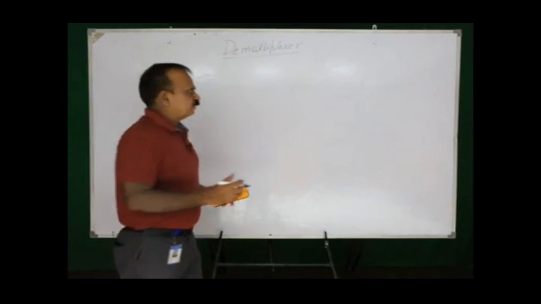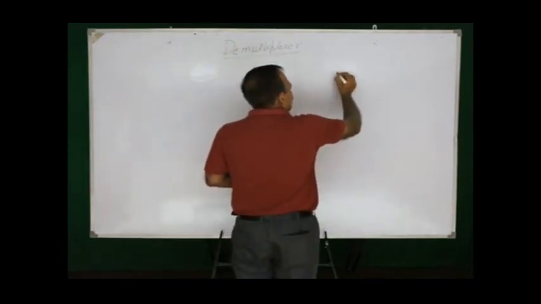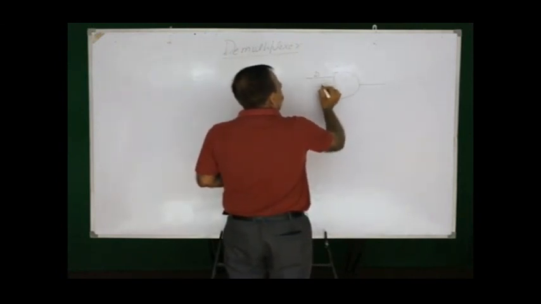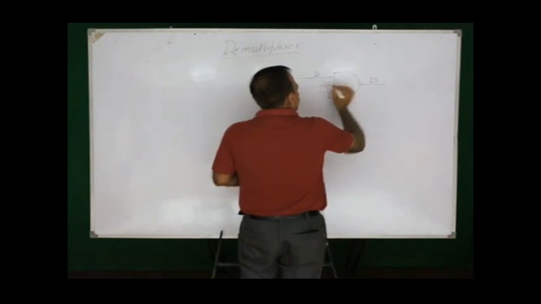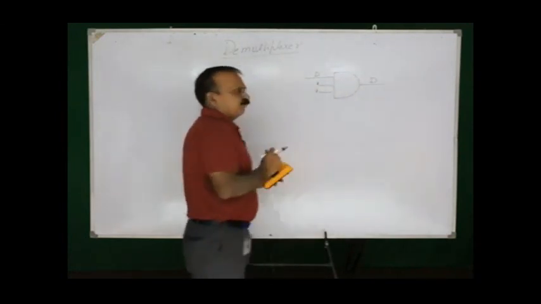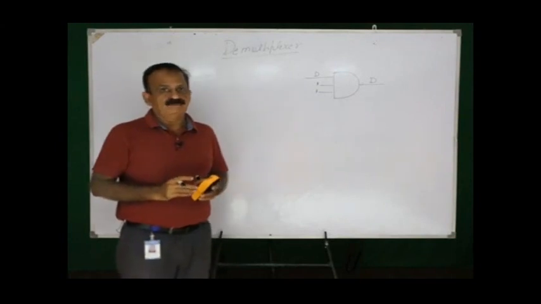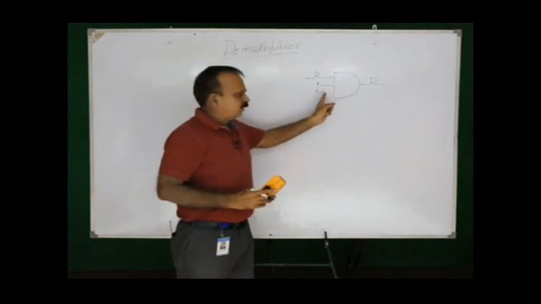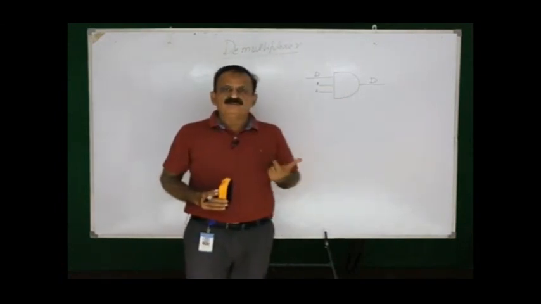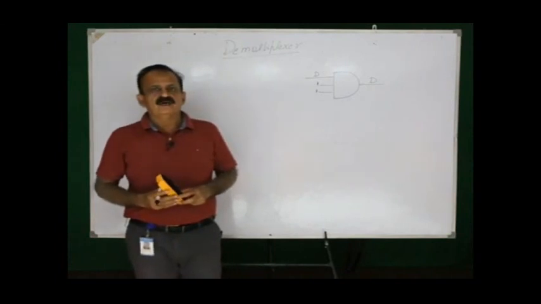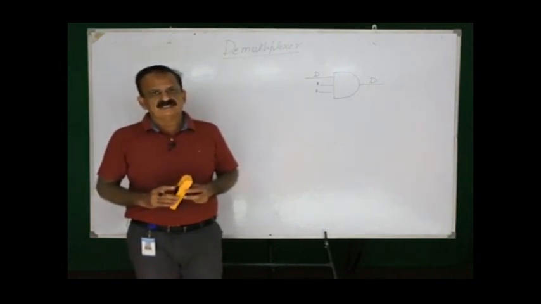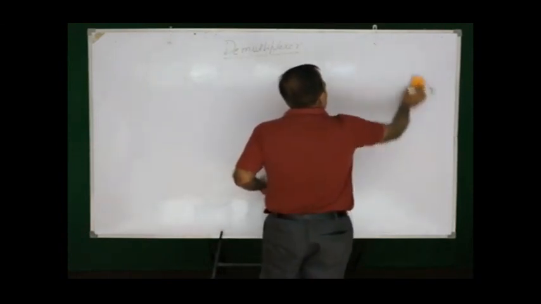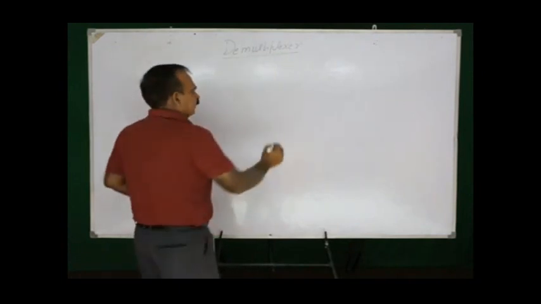To explain the working of this one, I will be using AND gate, and for AND gate the property is that output will be equal to input if all other inputs are 1. This property I will be using to explain the working of a demultiplexer. So let us start with the circuit for demultiplexer, and we are going for 1/4 demultiplexer.